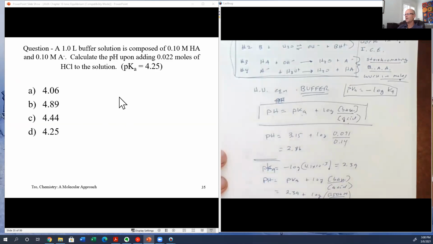All right, try working a problem here, just like the one we did. Again, we're going to do 1 liter here, so you don't have to calculate the moles. It's super straightforward in that respect. But now I want you to calculate the pH when you add 0.022 moles of HCl to the solution. Okay, go ahead and try that.